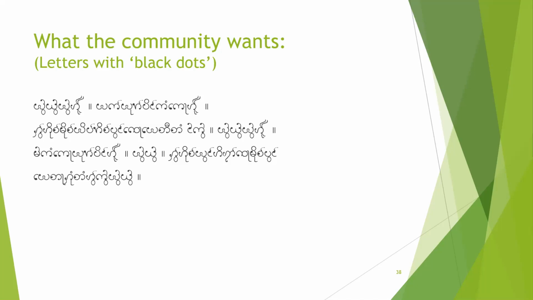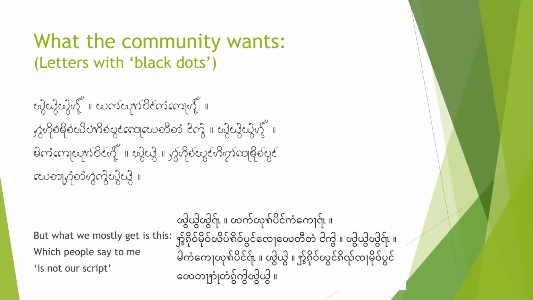So the dotted forms is what the Tai Phake, Tai Aiton, Tai Khamyang, Tai Khamti want to see when they write. And this is the way people want to see it. And this is my old font made in 1997, where all these characters are placed in the same position as Roman letters. But mostly what we get is this, and people say this isn't our script because it doesn't have those dots. It looks more like Burmese. Okay, so we want to make that work.